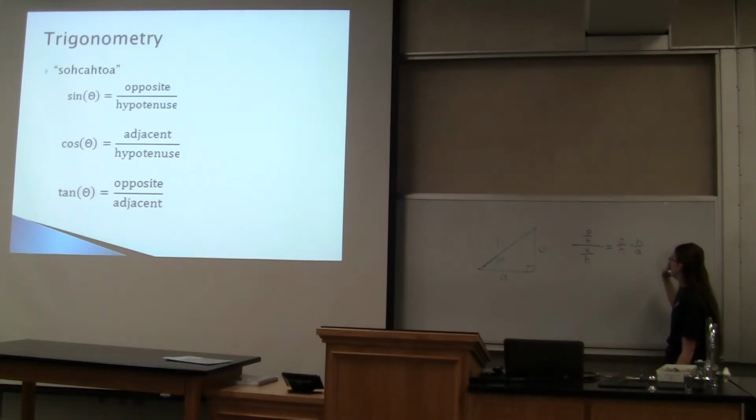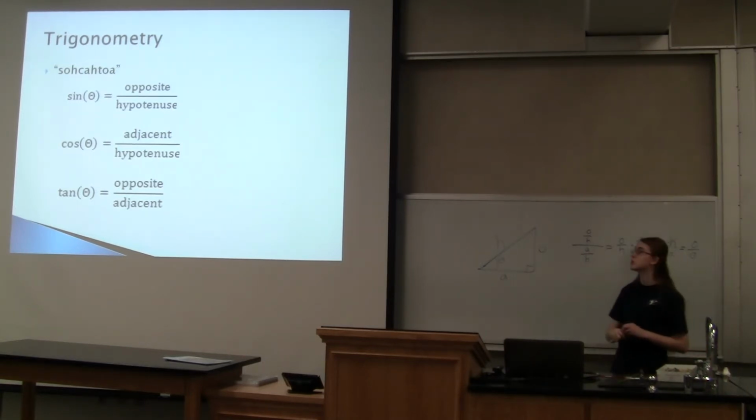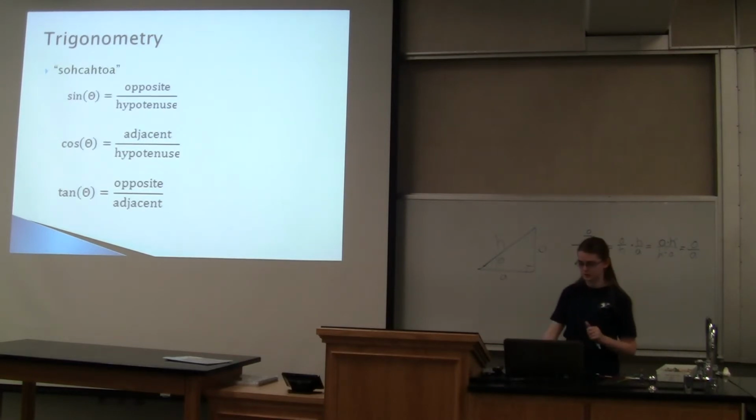Okay. So now I'm going to just multiply it out just like normal. So now I have opposite times hypotenuse over hypotenuse times adjacent. Well, I have a hypotenuse on the top and on the bottom, so those pieces cancel. So all I have left is opposite over adjacent. Well, that's what we got for the tangent. So sine over cosine equals tangent.